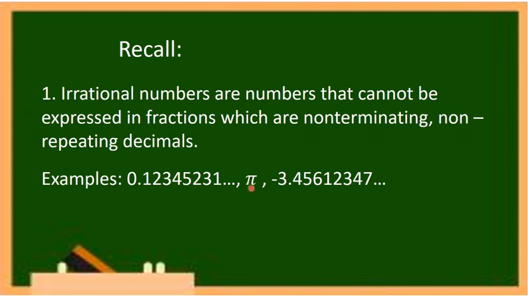And the value of pi. So it is a non-terminating, non-repeating decimal. That's why pi is an example of an irrational number. Then we have this: -3.4561237 and so on. So this is an example of a non-terminating, non-repeating decimal. So therefore, these three numbers here are examples of irrational numbers.